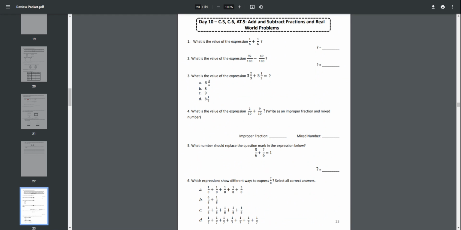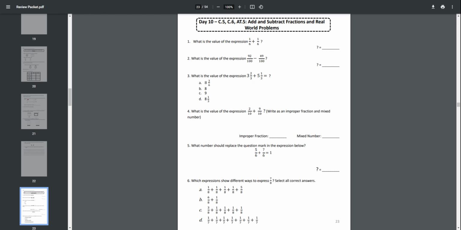Number 2, what is the value of the expression 92 hundredths minus 49 hundredths? Number 3, what is the value of the expression 3 and 2/3 plus 5 and 1/3? Does that equal A, 8 and 3/6, B, 8, C, 9, or D, 8 and 1/3? Number 4, what is the value of the expression 2/10 plus 9/10? Write the number as an improper fraction and a mixed number.